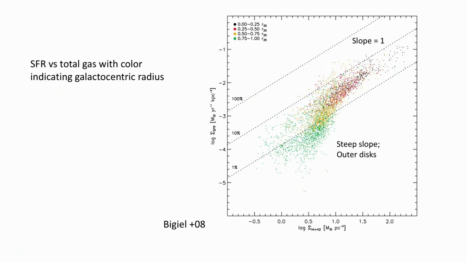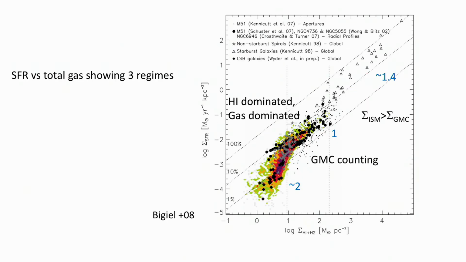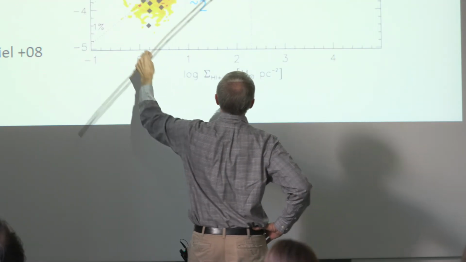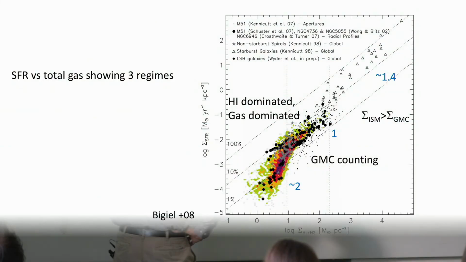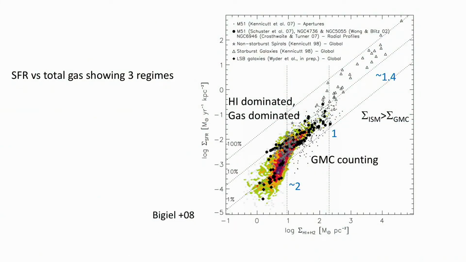So there are two regimes, a steep slope, and these are the outer disks. The color is radius, 0.75 to 1 R25 is all down here. So the outer parts of galaxies are steeper. And putting in the composite, this is just the Kennicutt inner disks, recovering that 1.4, main disks, slope 1, outer parts, slope 2. So why all this structure?